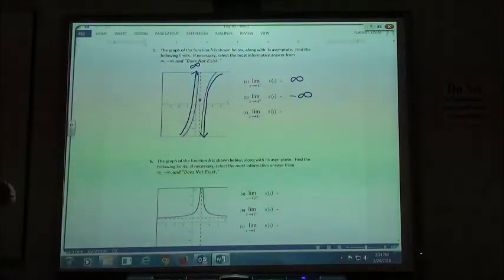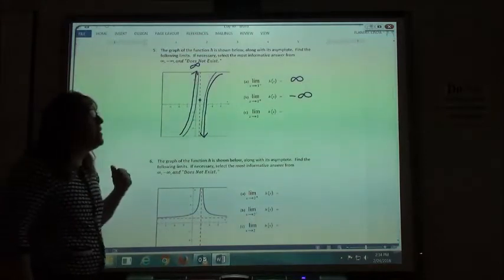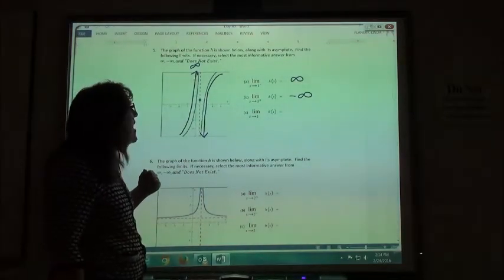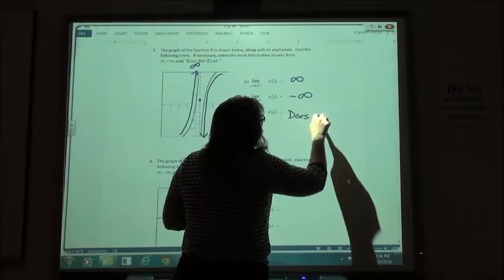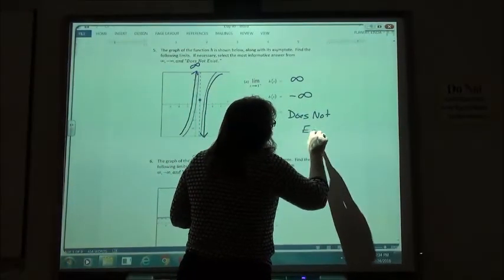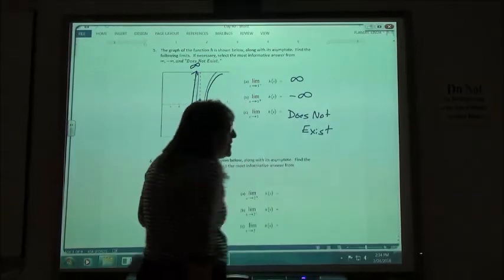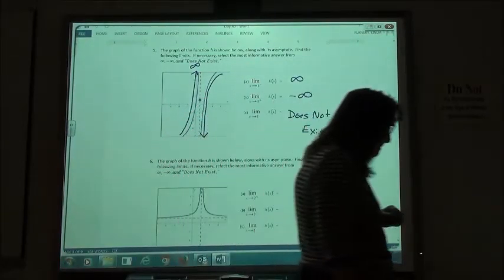Again, on this one, the limit does not exist because the limit as I approach from the left-hand side and the limit as I approach from the right-hand side are not the same, so the limit does not exist when I do that one.